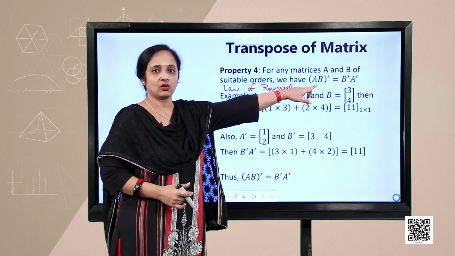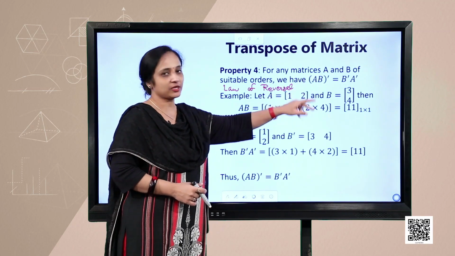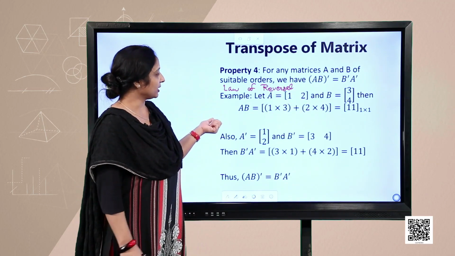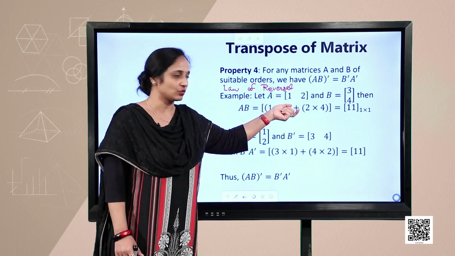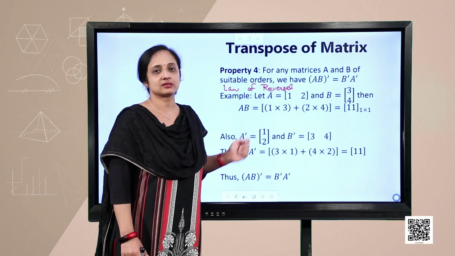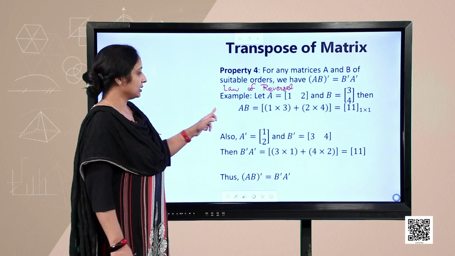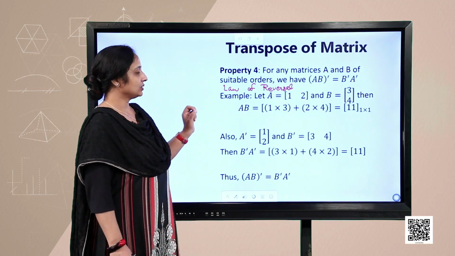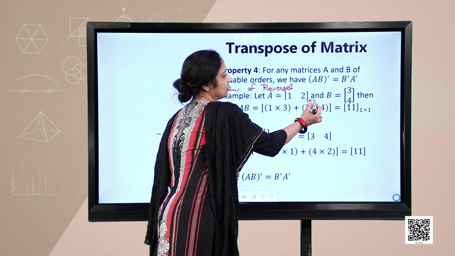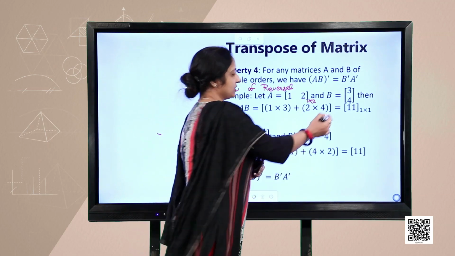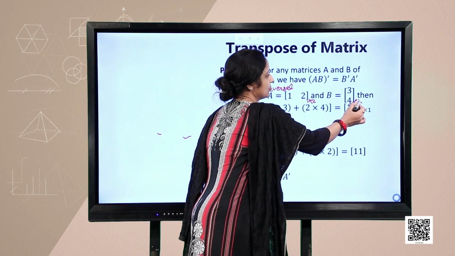Because we have reversed the order, B A, A B, the order has been reversed. So, let me take one example. Let A be a matrix consisting of 2 elements, 1 and 2, and B be another matrix consisting of elements 3 and 4. You multiply A and B. You can check that the order of matrix A is 1 by 2 and the order of matrix B is 2 by 1.